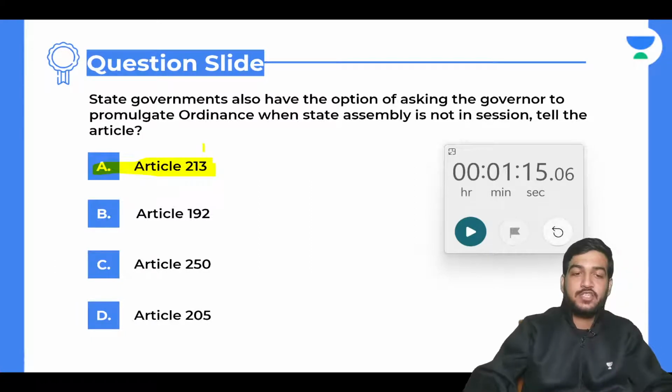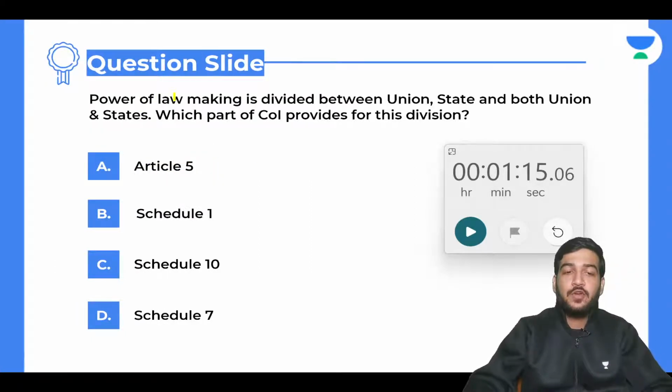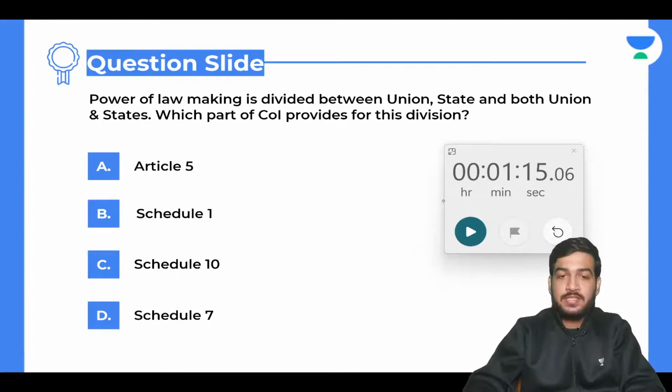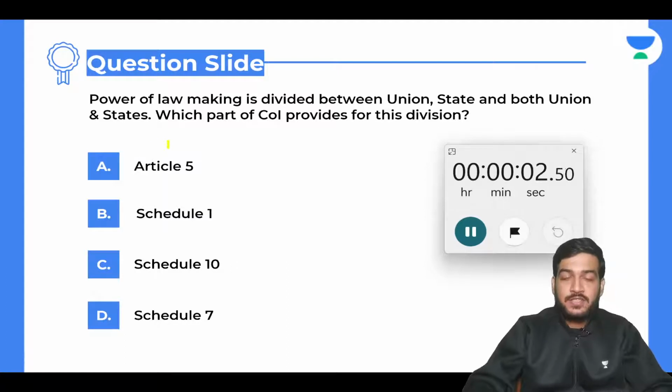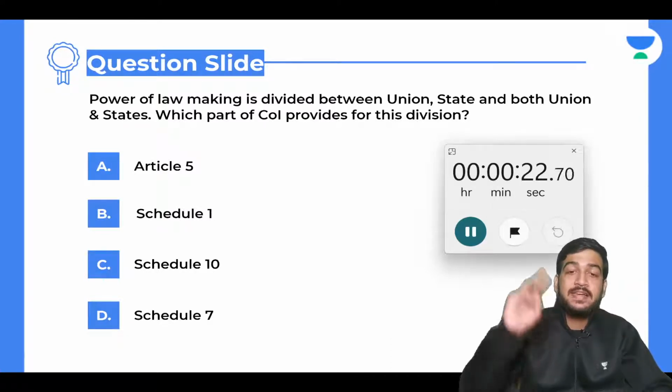Okay, for this question: power of law making is divided between the union, state, and both union and states. Which part of the Constitution of India provides for this division? Is it Article 5, Schedule 1, Schedule 10, or Schedule 7? Which one provides for divisions between the lists?